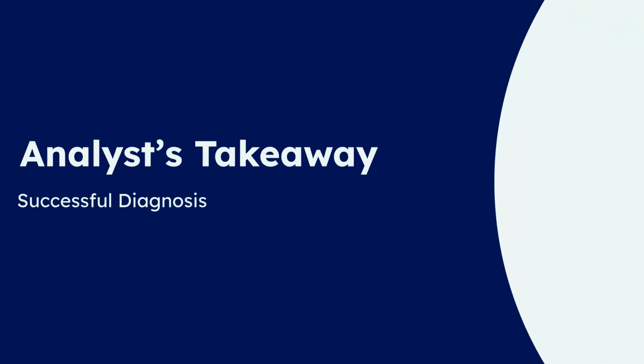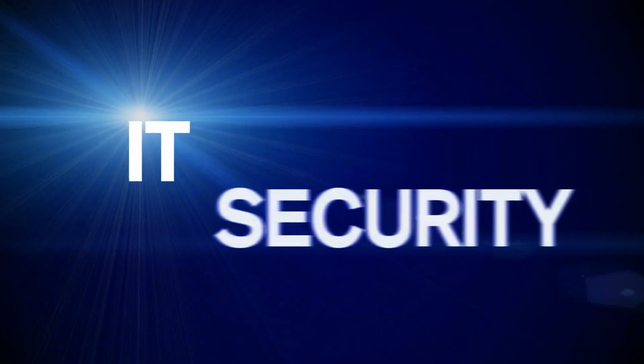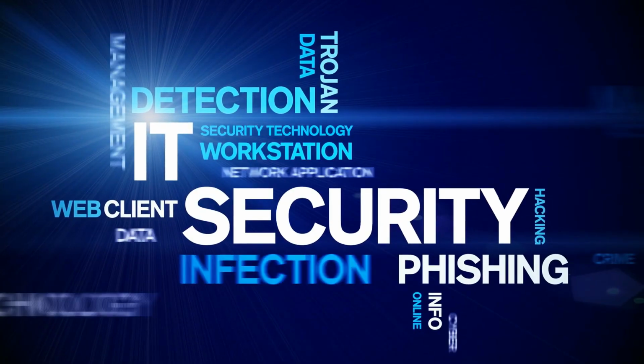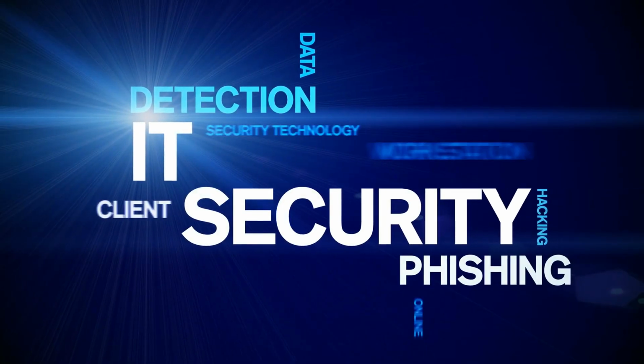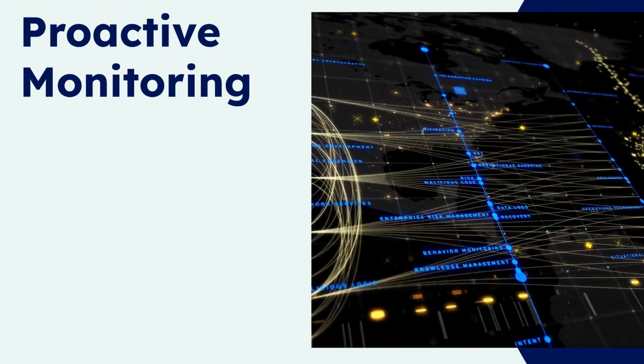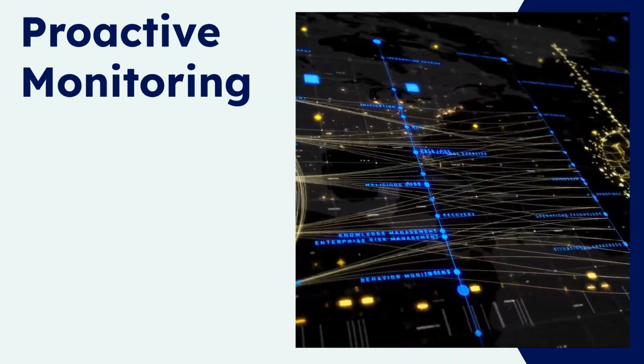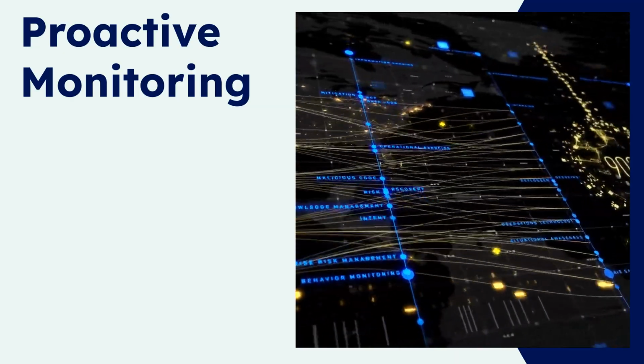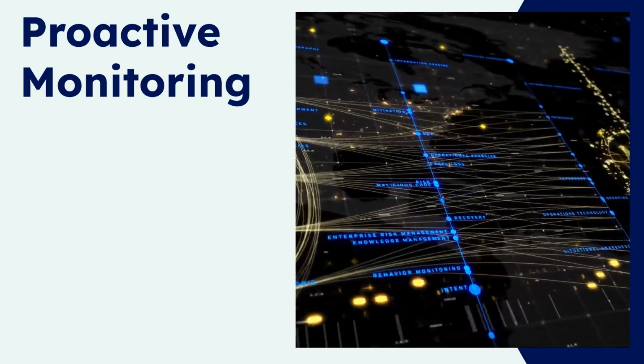This lab successfully demonstrates the power of Security Onion in diagnosing performance issues through in-depth traffic analysis. You've witnessed firsthand how a tool like Security Onion leverages network data to pinpoint the true cause of performance degradation. You have successfully learned how to access Kibana, interpret various data points, and accurately identify a denial of service attack as the root cause of the problem. By following these steps, you've reinforced the necessity of proactive monitoring in cybersecurity defense to catch malicious activity before it cripples your network.